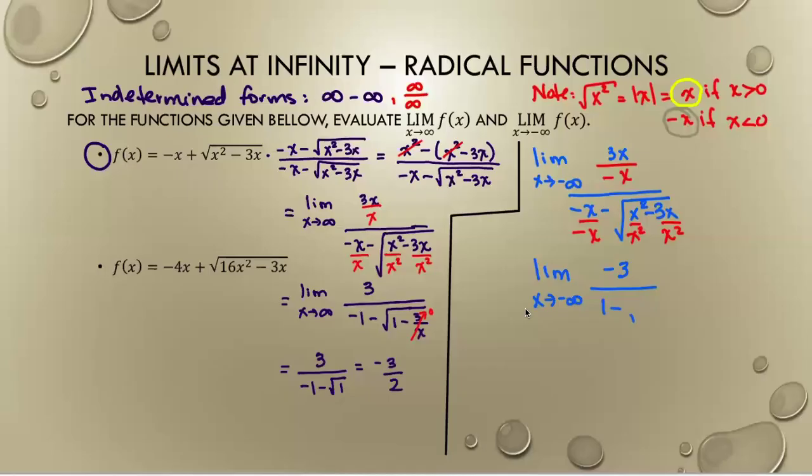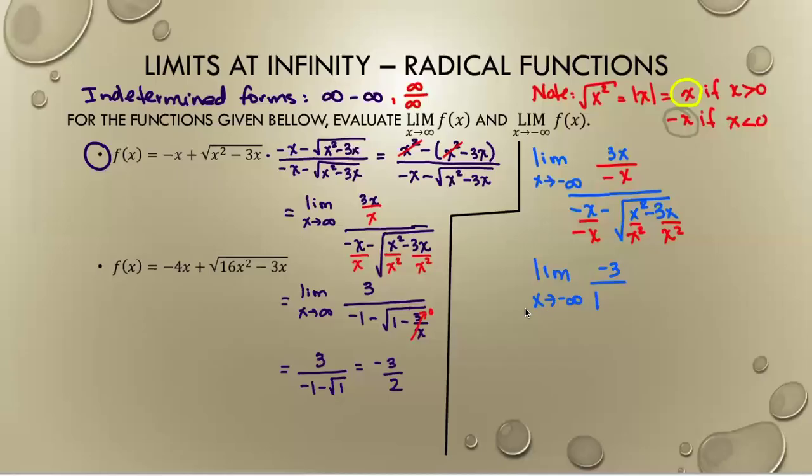Minus root of 1 minus 0. All right, and so I have a 0 in the denominator. So now remember this is behavior. So let me back this up a little bit. So I have a minus 3 in the top because these x's are going to cancel out. And then these x's are going to cancel out, and negative over negative is a positive.